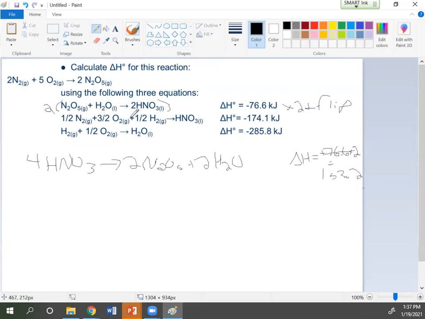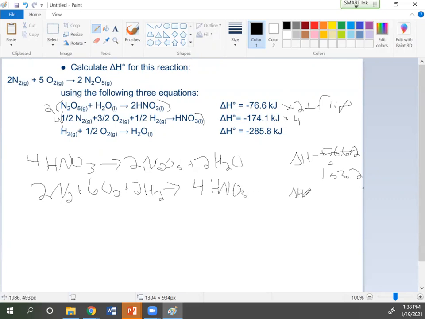So, do I have the correct number of N2s? No. I need how many? And I have how many? So what do I need to do? Multiply by 4. I'm also going to multiply delta H by 4. I'm not flipping it. So that gives me 2 N2 plus 6 O2, because 4 times 3 halves, plus 2 H2 yields 4 HNO3.